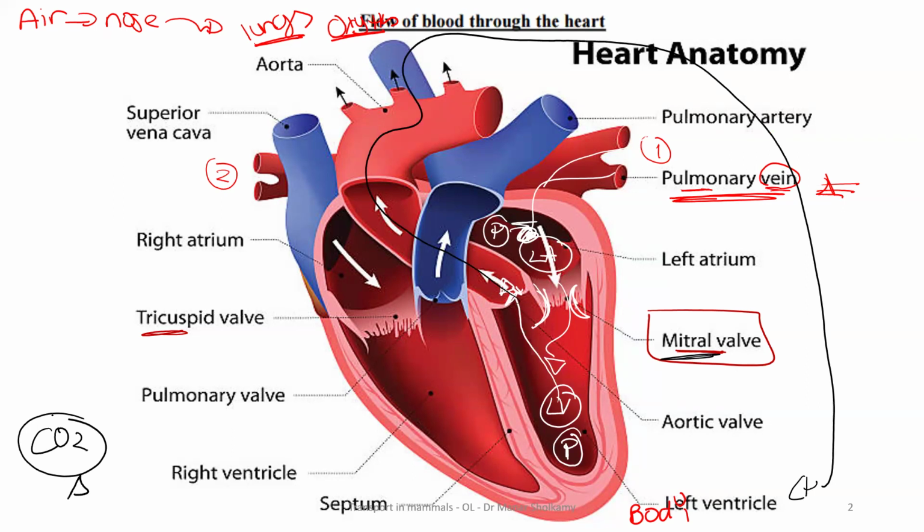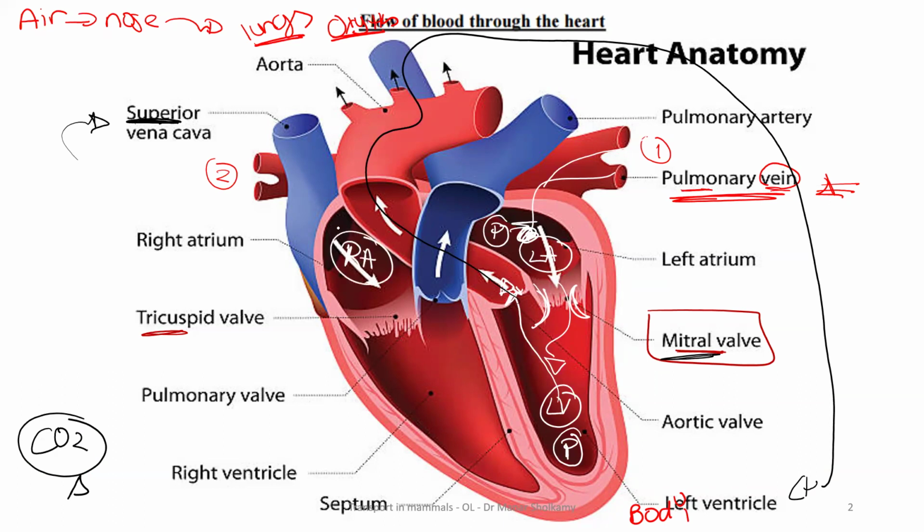And then this deoxygenated blood will go back to the right side of the heart through the what? Vena cava. Very good. I have a superior and an inferior, but the inferior is not in the picture here. Superior from the upper parts of the body, inferior from the lower parts of the body. This deoxygenated blood will enter into the right atrium.